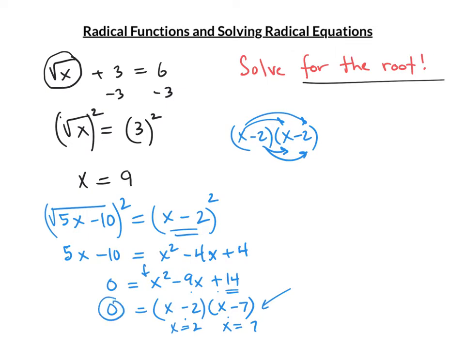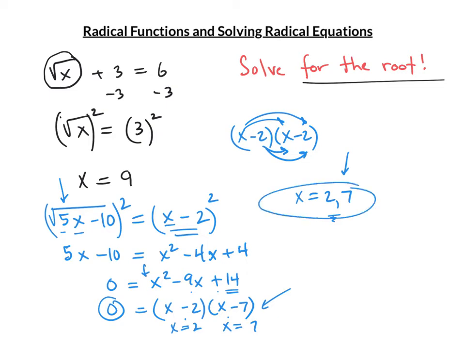Now the thing to watch out for, my answer is x equals 2 and 7, not an ordered pair, they're both x's. Sometimes when you plug these things in, they don't work because, for example, the square root may end up being negative. Notice that if I plug in 2, 5 times 2 is 10, and 10 minus 10 is 0 on this side, square root of 0. Over here, when I plug in 2, 2 minus 2 is 0, 0 squared. It does work. And 7 works also.